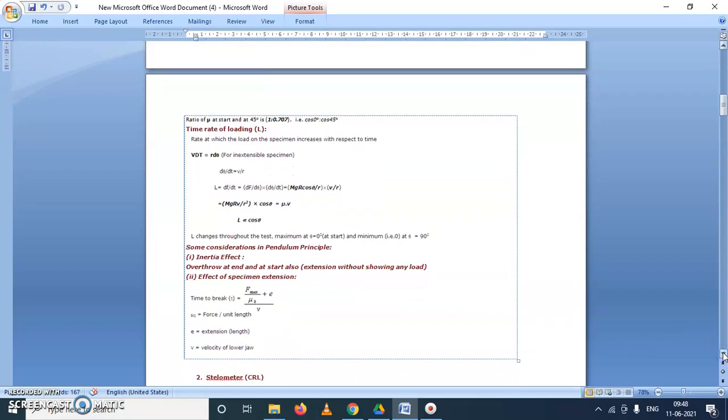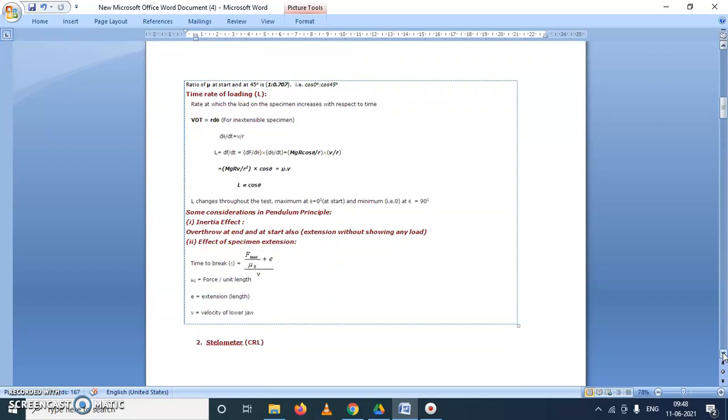Now the other two or three aspects related to this instrument are, one is the inertia effect.